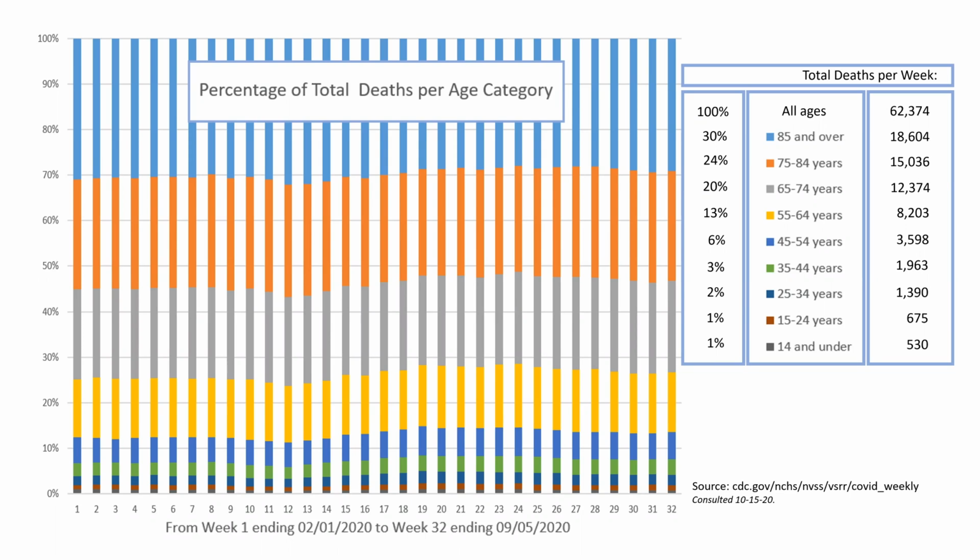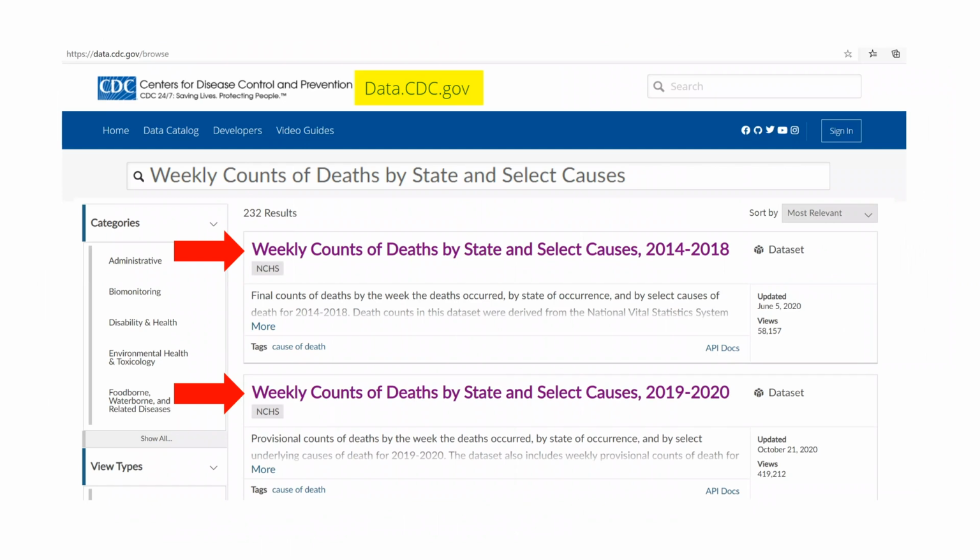So the category with the highest number of participants today is 35 to 44. And that's pretty young, right? You guys are considering yourselves pretty young. I'm not young anymore, but still, 1,963 deaths per week over that time period. So 2,000 people aged 35 to 44 in the United States die every week.